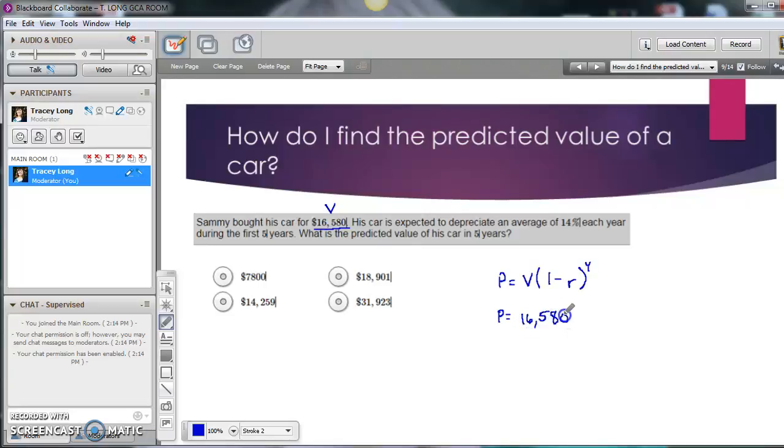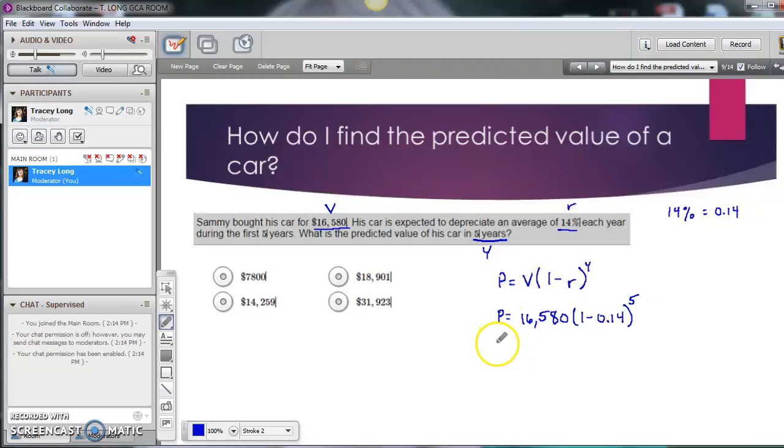16,580 times 1 minus the rate of change, where here the rate is 14%. Well, I want to change 14% into a decimal, and I know you guys remember that we just moved that decimal 2 places to the left. So it's going to be 0.14 raised to the power of the number of years. Well, we want to find out how much his car is going to be worth in 5 years. So that's going to be y. So we're going to put 5 up here.